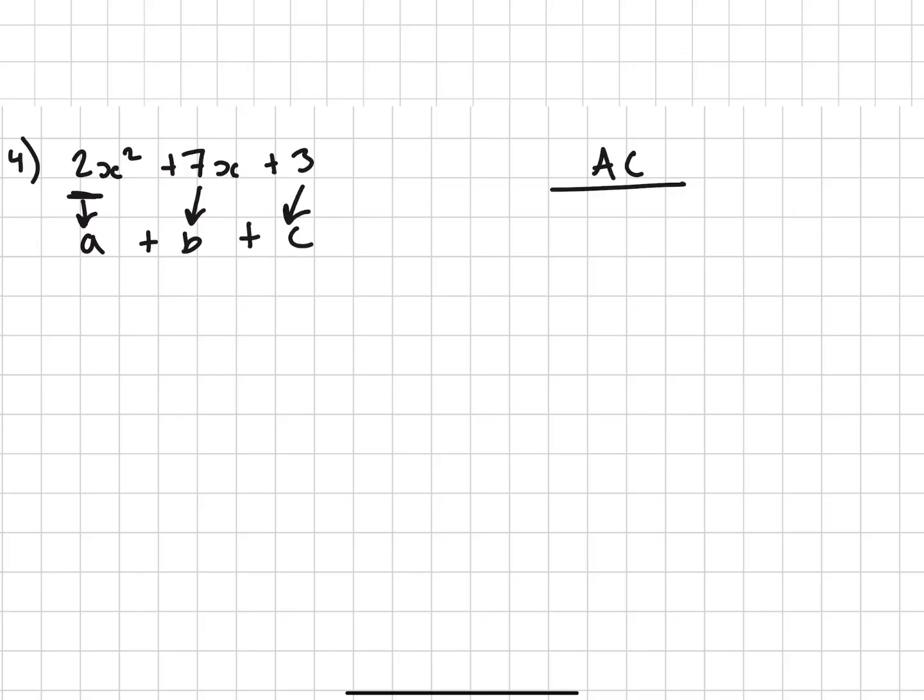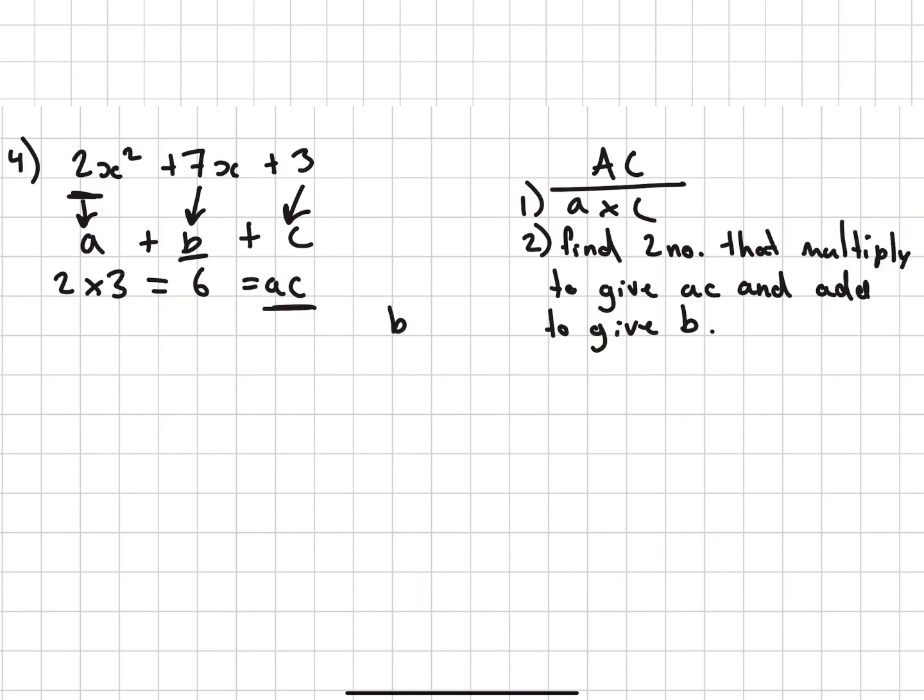And we do the exact same thing when we use the quadratic equation. So the first step of the AC method is to multiply A by C. So if we multiply A by C, which is 2 times 3, that will give us 6. Okay, so we can now represent the 6 as AC. So for the second step, all we need to do is find two numbers that will multiply to give us AC and add to give us B. So in this question, B represents 7.